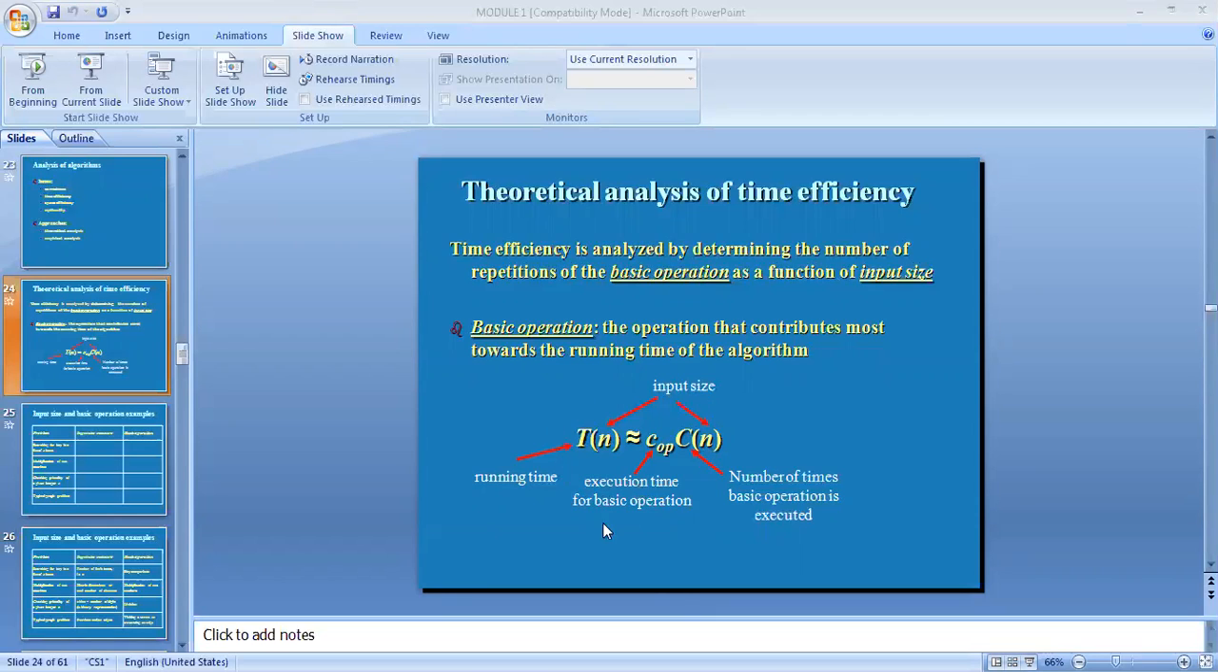This is the simplest mathematical form of the time efficiency for an algorithm. T of n is approximately equal to the execution time for the basic operation multiplied by the number of times the operation is performed for an input size.